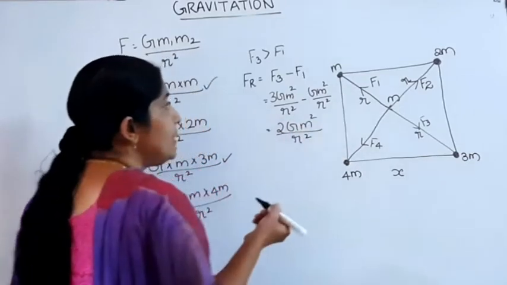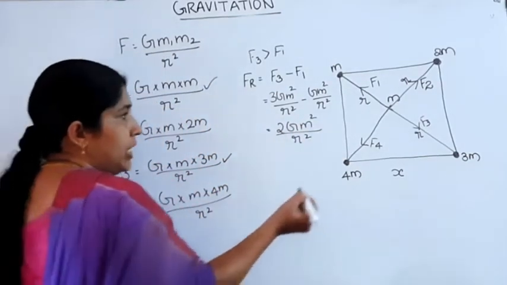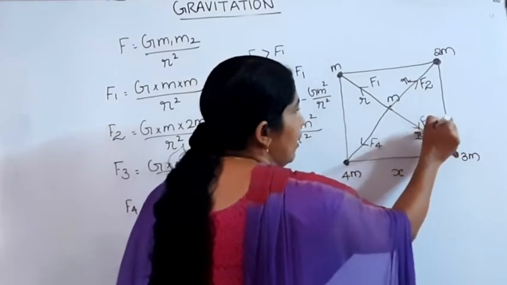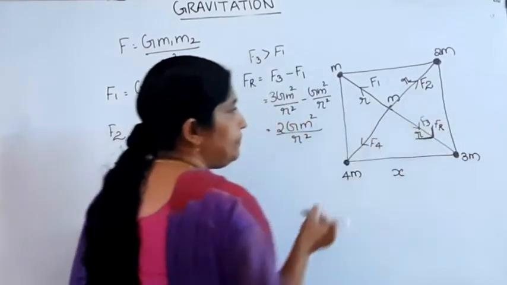That's the resultant force. And what about its direction? Its direction is in the direction of F3. Okay, this is the FR resultant.